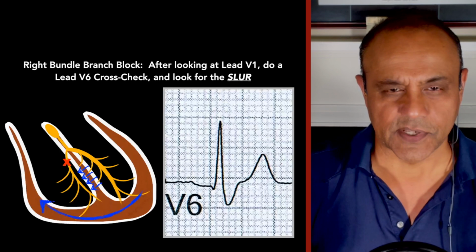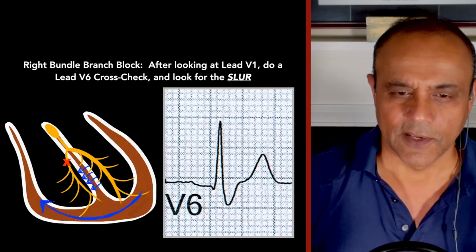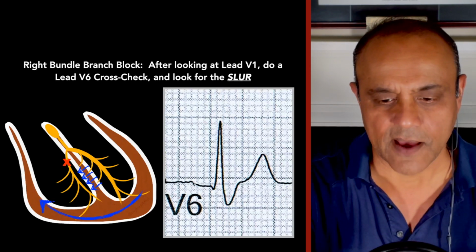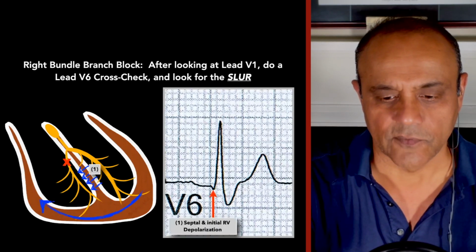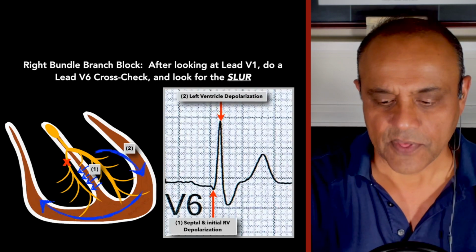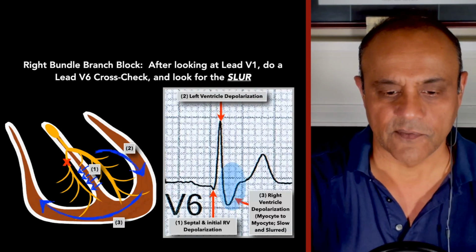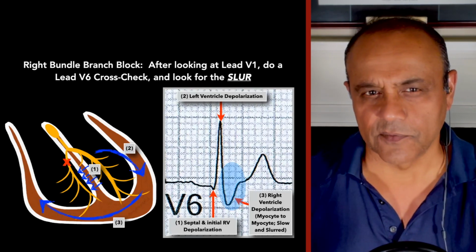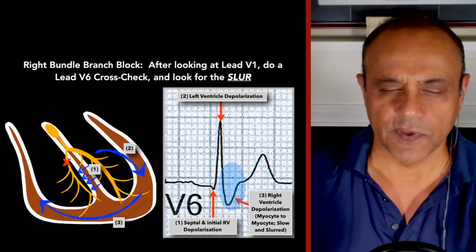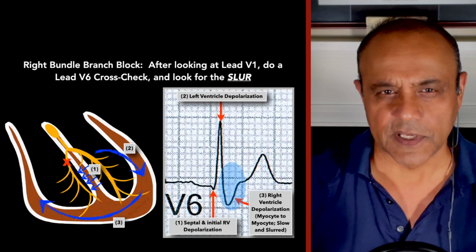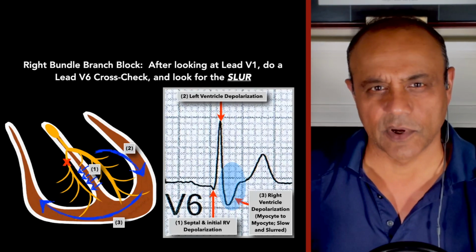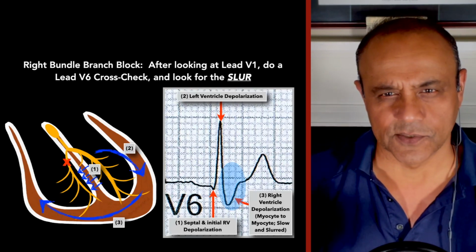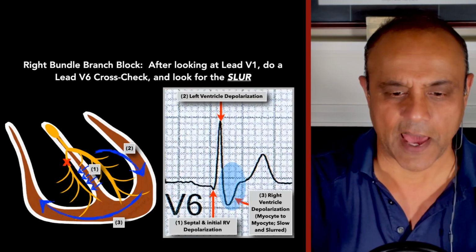Okay, so at the same time, if you look at V6, what's happening there is, well, right here, you have a normal conduction of impulses down the left bundle, and then what you have here is a very slow myocyte to myocyte conduction of the heart from LV to RV, and lead V6 sees this as impulses moving away from it. Therefore, it draws out this broad, deep S-wave pattern.